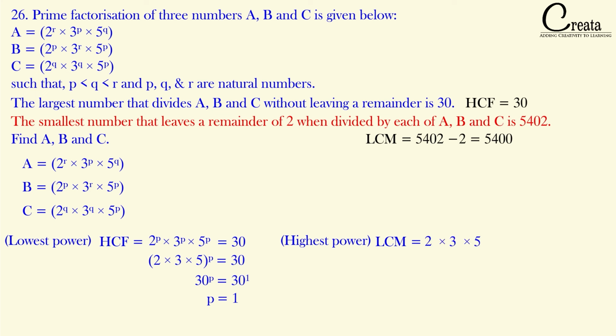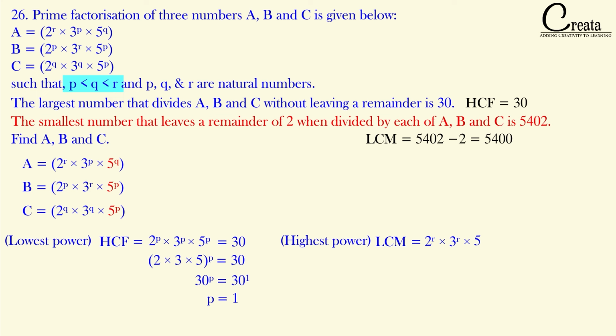Again, let's take the prime factors 2, 3 and 5. Firstly, for 2, what is the highest power among R, P and Q? The highest is R. In the condition it is given that R is the highest among P, Q and R. So let's take power R for 2. Similarly for 3, it is given P, R and Q. Again, R is the highest. So let's take power R for 3.